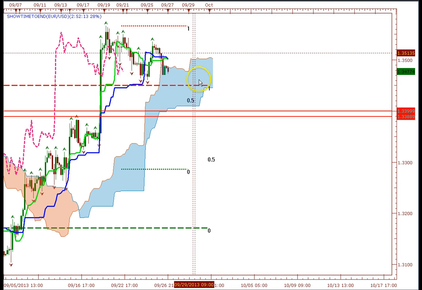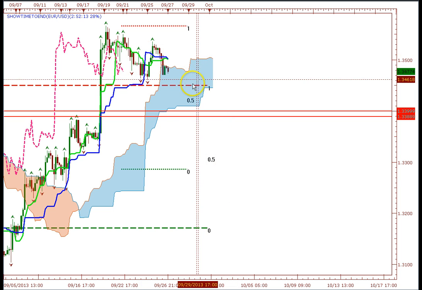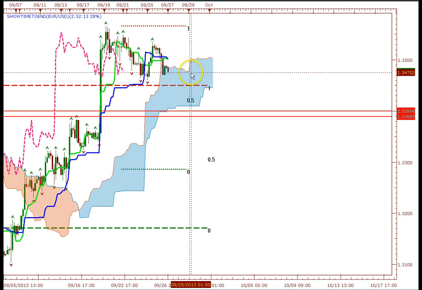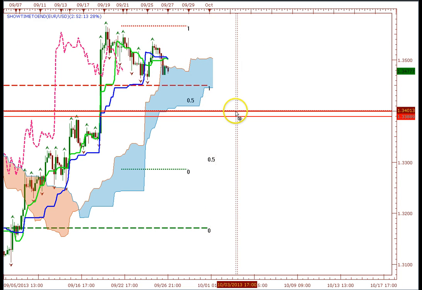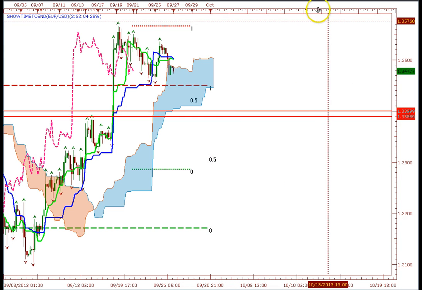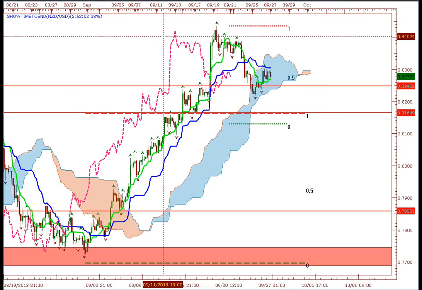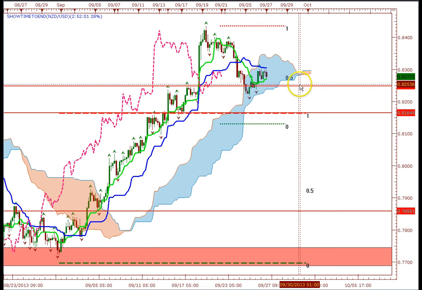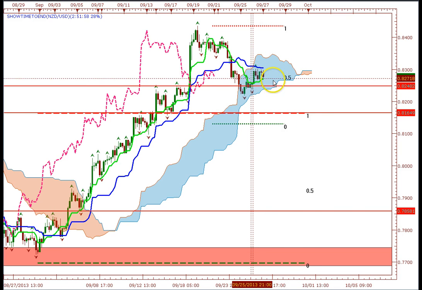I think we'll be in a range for a little bit though, so I'm not really messing with the Euro Dollar. I don't mess with it that much anyway, so I'll leave that up to you guys. Let's go to the New Zealand dollar, US dollar, 4 hour time frame. We're in this cloud right here, so right now there's no trading here.